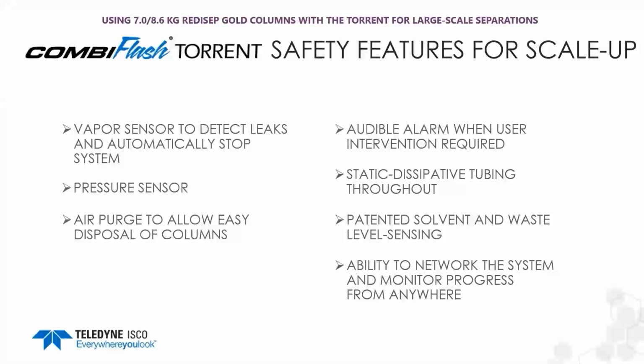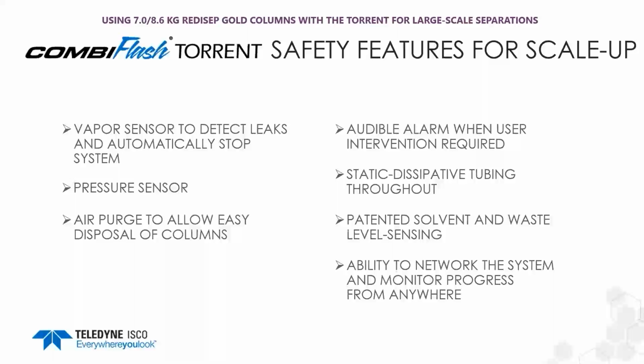So the Torrent offers numerous safety features that you should be considering when you're scaling up. Probably one of the most important ones is a standard vapor sensor on the Torrent. What this does is automatically detect leaks and automatically stop the system if vapor is detected due to a leak. The reason for this is because you're running at such high flow rates, a small leak, if the system's running, can lead to a large mess or hazardous condition. And so that's automatically taken care of.